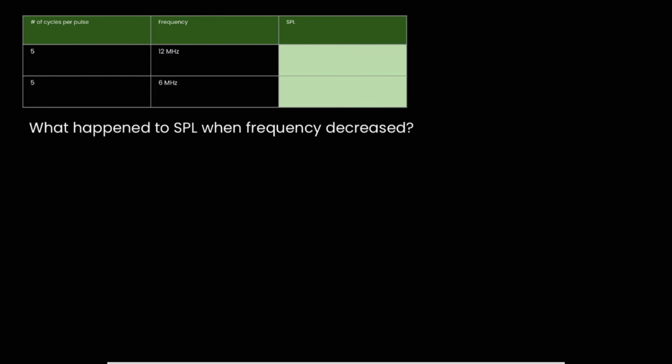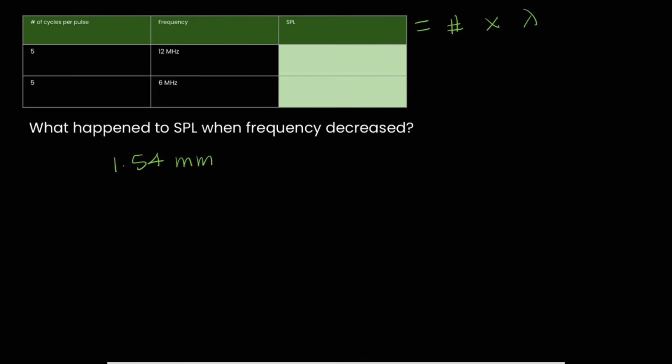The second chart in the practice tells us that we have 5 cycles per pulse, and this time we have 2 different frequencies, a 12 megahertz and a 6 megahertz, and we need to calculate the spatial pulse length. Again, the spatial pulse length is equal to the number of cycles in the pulse multiplied by the wavelength. So we're first going to figure out the wavelength for each of these frequencies.